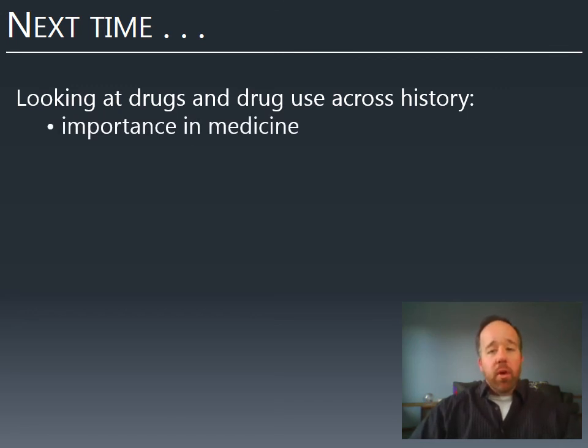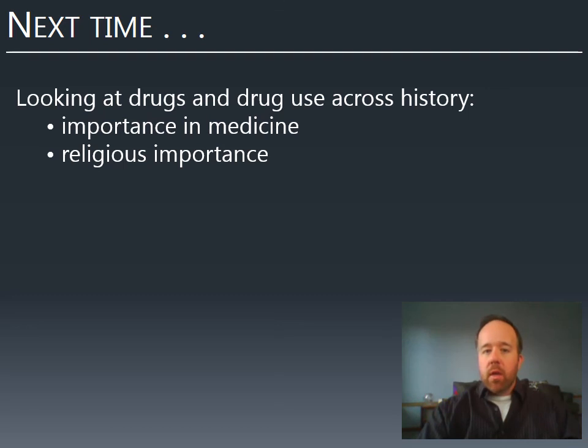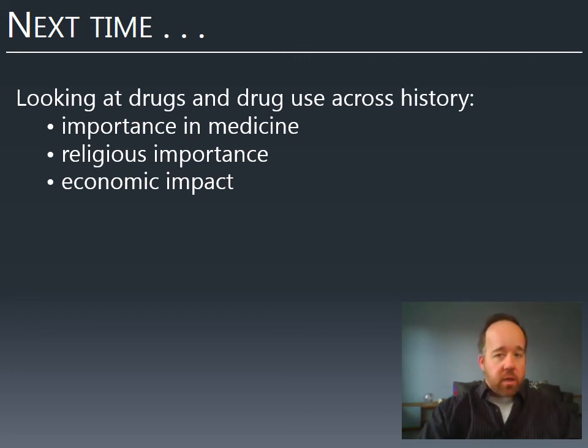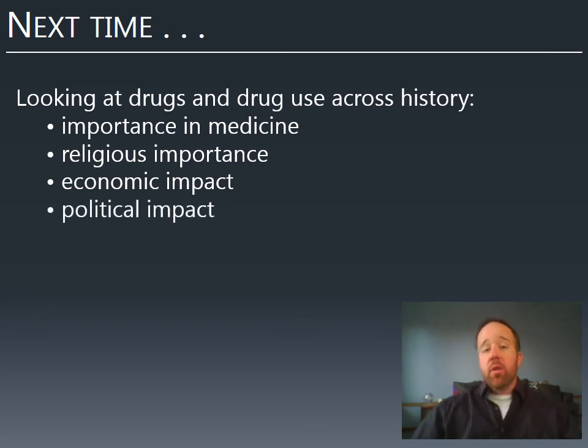And drugs have been an important influence on the field of medicine throughout history, also in the development of religious practices. They've had an impact on economies, not just now, but in the recent and ancient past. And finally, they even changed the course of history in terms of politics, in terms of how nations relate to one another. And so we'll go over all of that in Lecture 2 later on this week.